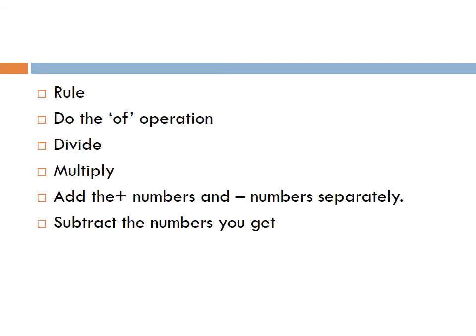Rule: do the of operation first, then divide, multiply, add the plus numbers and minus numbers separately. Subtract the numbers you get. This is the rule. Do the of operation, that means first of all you have to do the multiplication, then divide, multiply, add the plus numbers and subtract the numbers separately, then you get the answer.